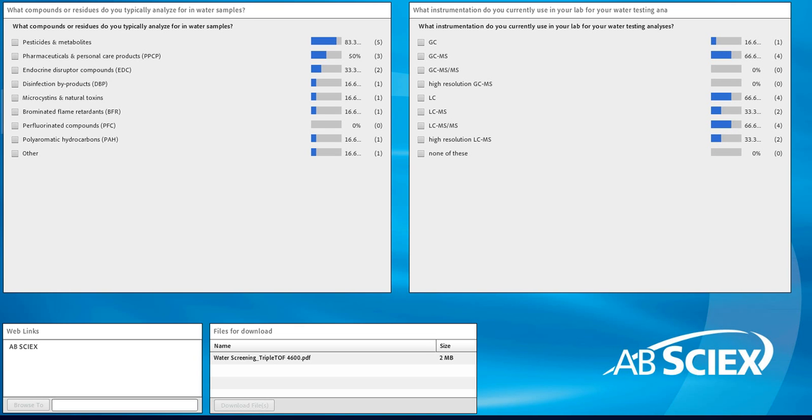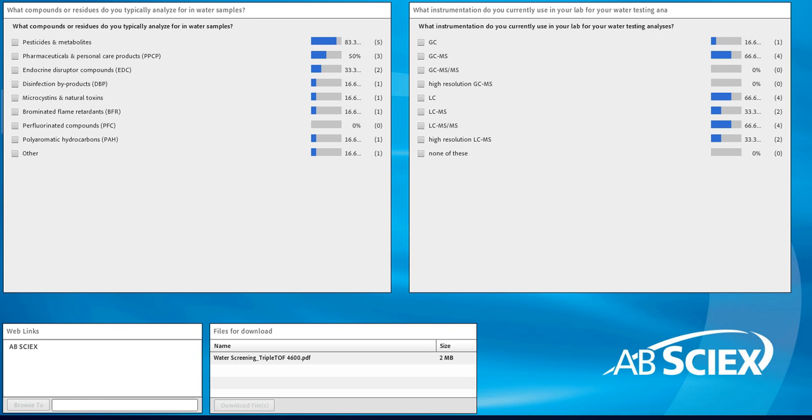So the results are coming in. It looks like the majority of the audience are analyzing for pesticides and metabolites and some pharmaceuticals and personal care products. And it looks like the primary instrumentation being used is GCMS and HPLC. So Andre, any comments or thoughts?